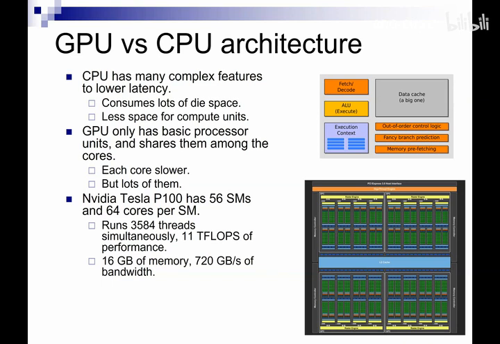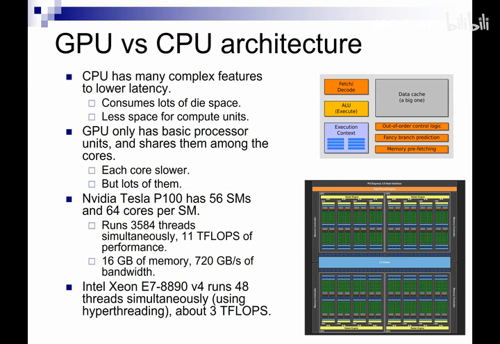In addition to this, the GPU also has very high memory bandwidth. It has up to 720 gigabytes per second of memory bandwidth, and that's much higher than what you can achieve with a CPU. However, the GPU does not have a lot of memory. It only has, let's say, 16 gigabytes of memory, which is a lot less than what you can put on a CPU. That's usually one of the weaknesses of the GPU: the limited memory.